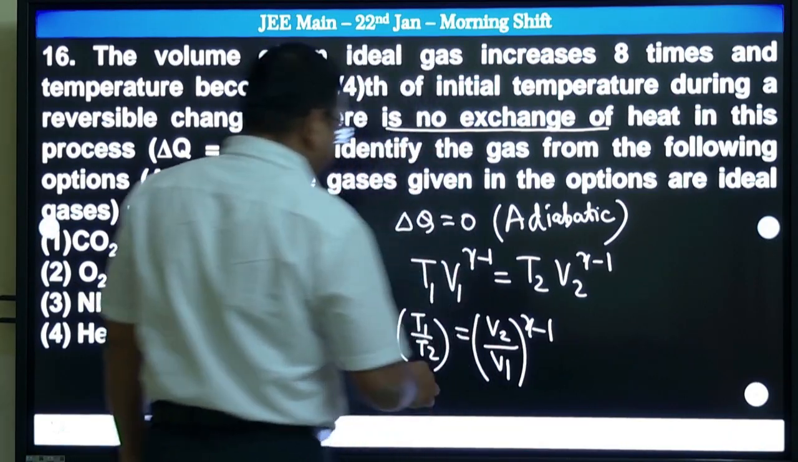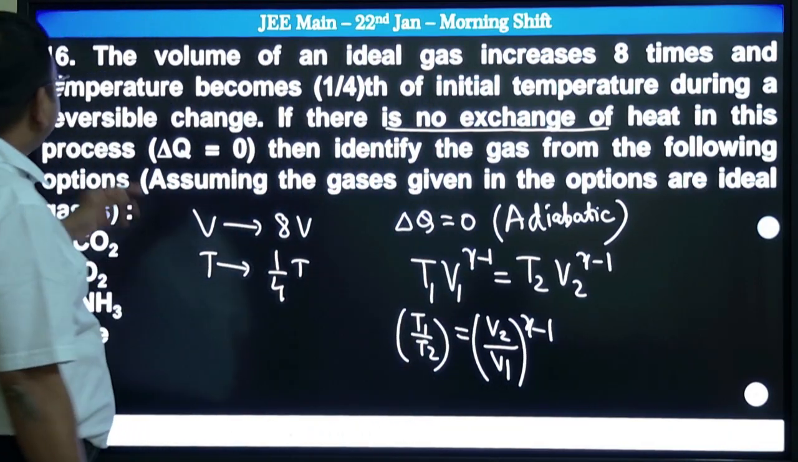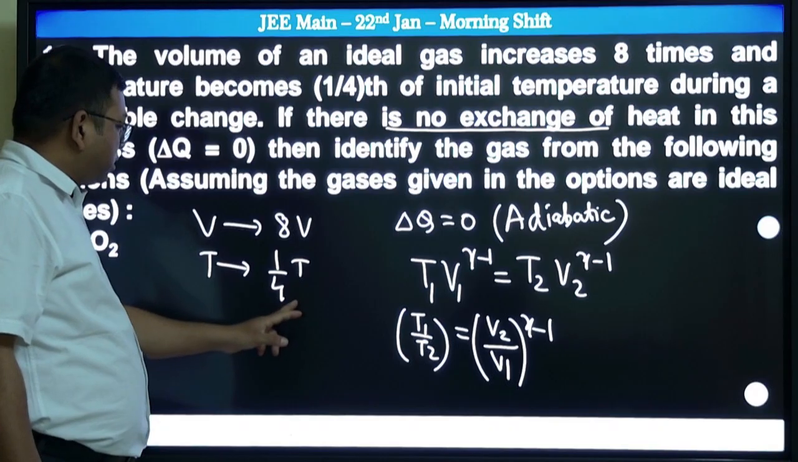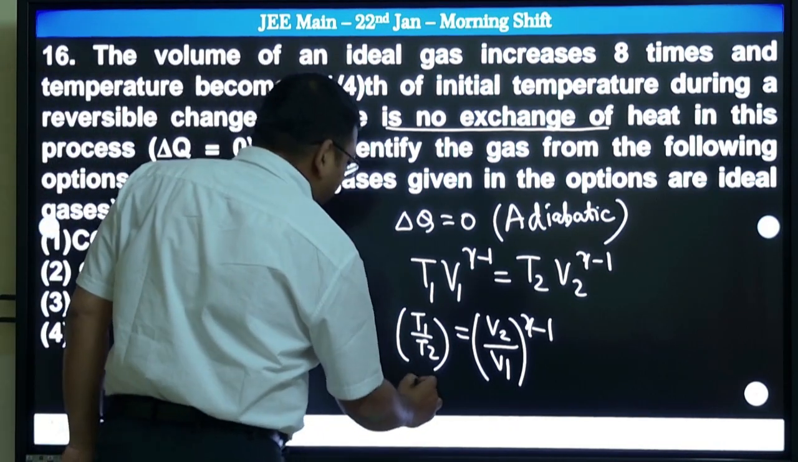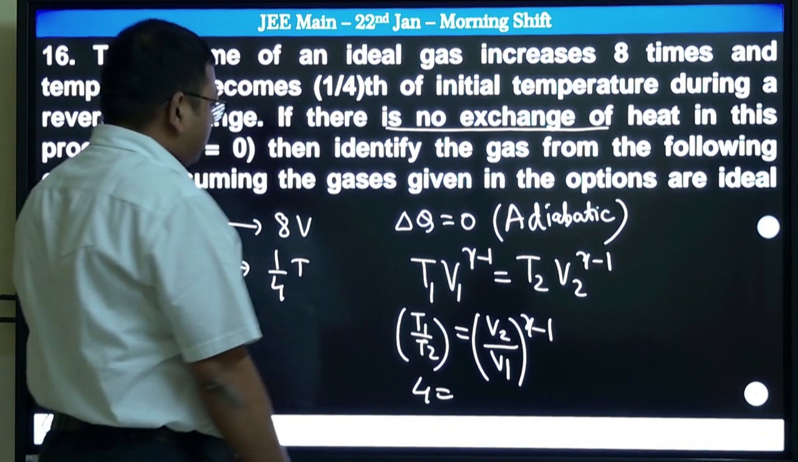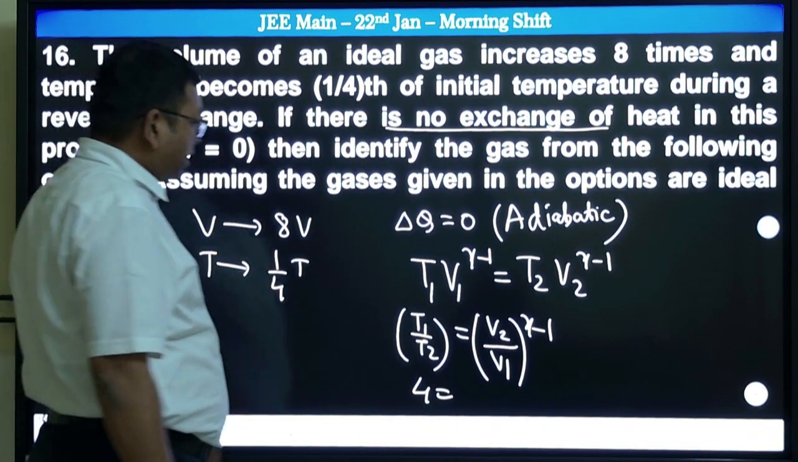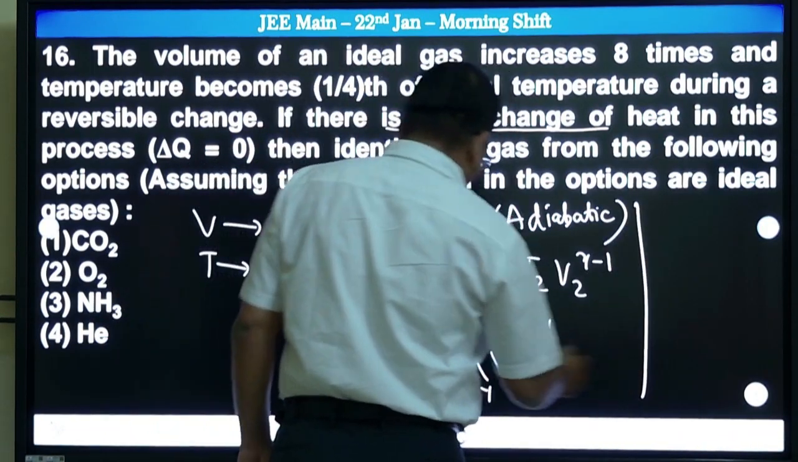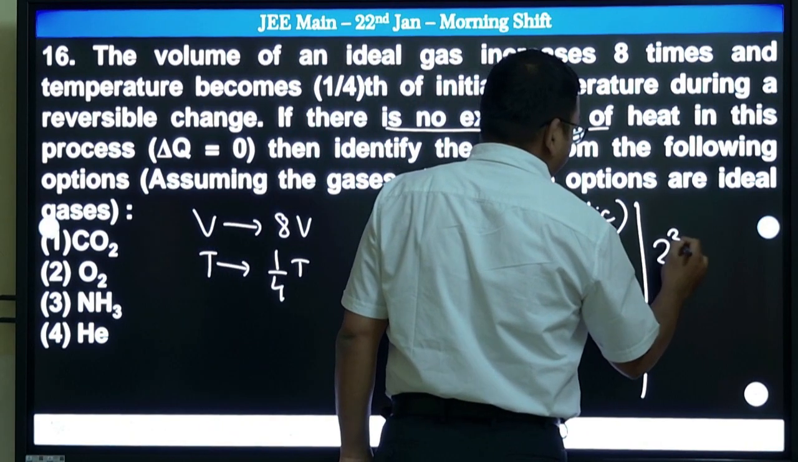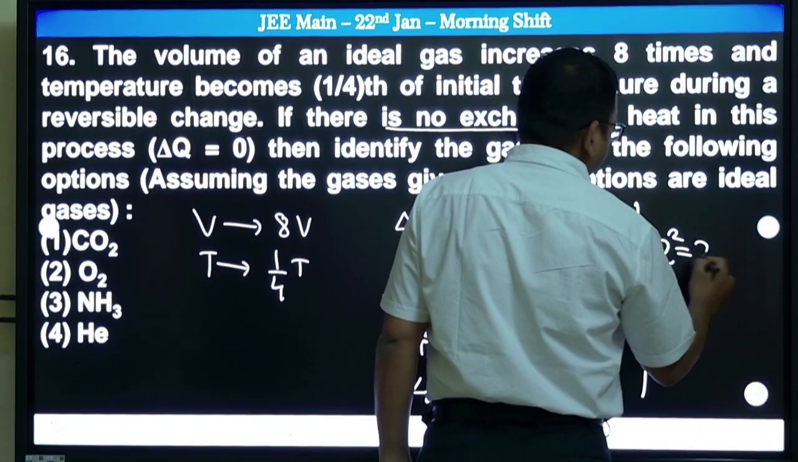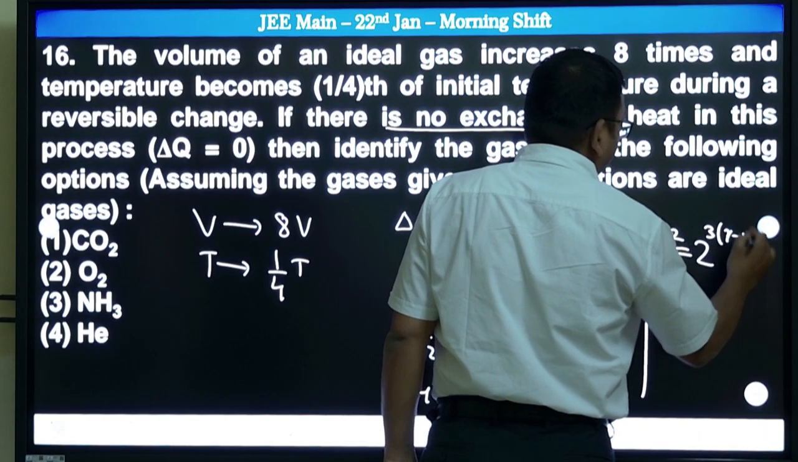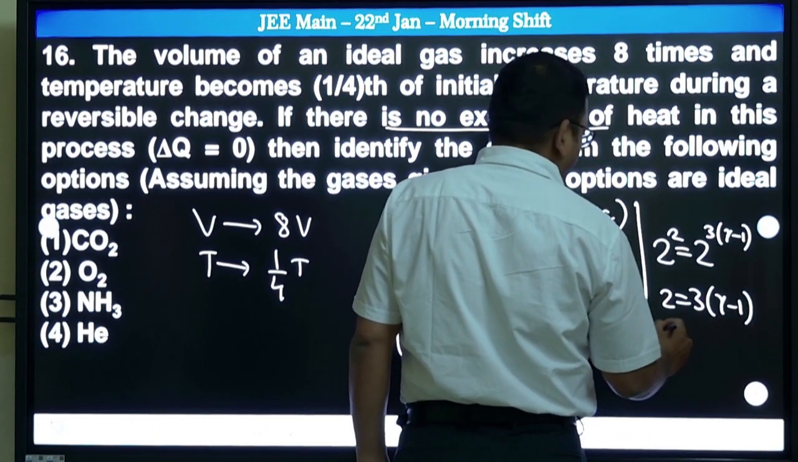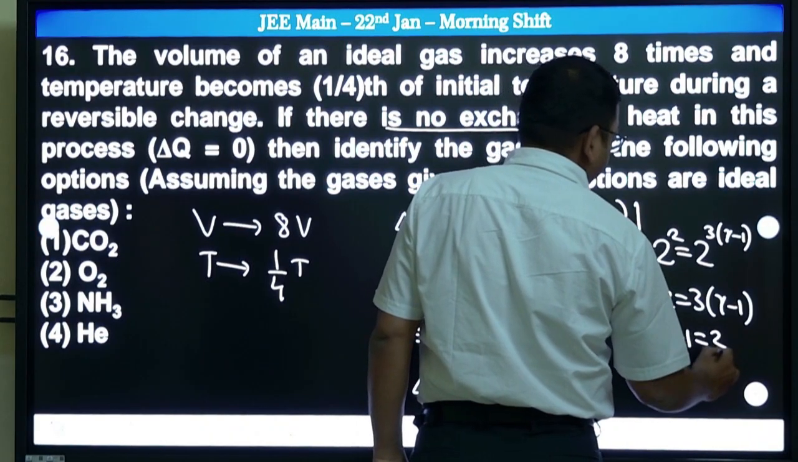So let us calculate that quickly. T1 by T2 is what? T1 by T2 will become 4, right? And V2 by V1 means this will become 8, 8 power gamma minus 1. So now from here you solve it. 4 can be written as 2 square, 8 can be written as 2 cube, right? Now you equate that. So 2 is equal to 3 times gamma minus 1. So gamma minus 1 you are getting as 2 by 3.